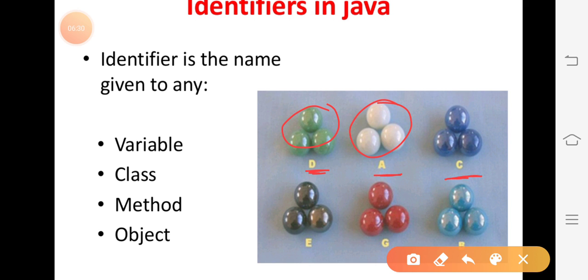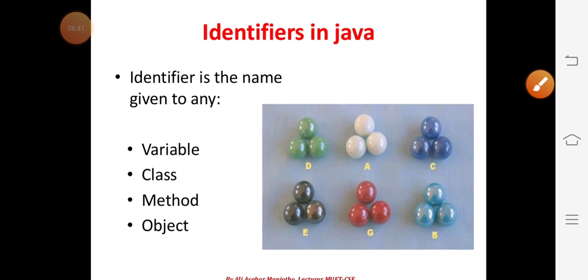For this it is C, for this it is E, then this is G. So like it is, okay? So identifiers are what? To identify anything, the names that the programmer specifies, that is known as identifier.